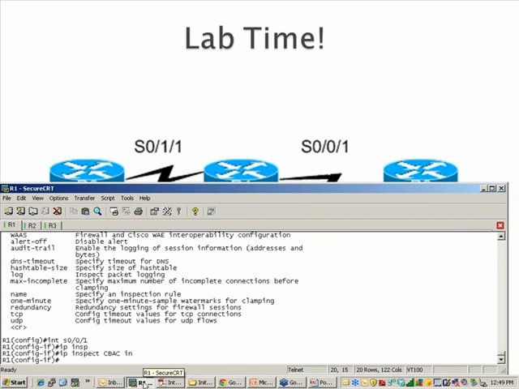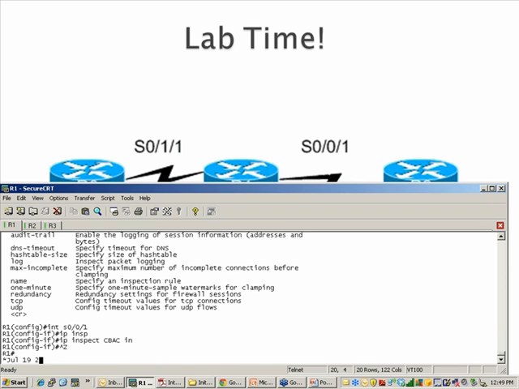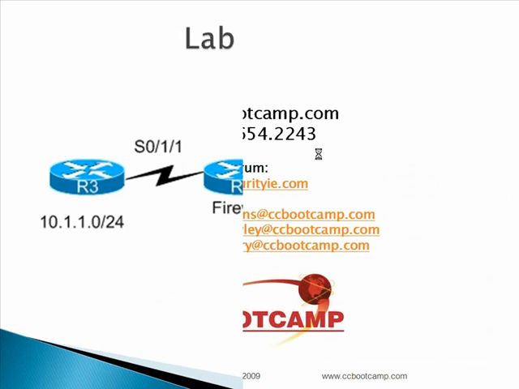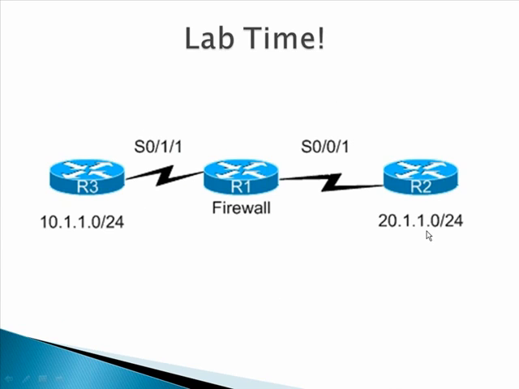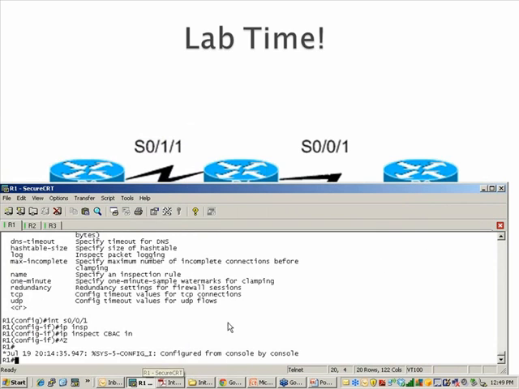Okay, so now we have our stateful inspection turned on. Let me make sure I didn't miss anything here. We were going to do our ACLs, do our NAT, do our stateful inspection, and log connections. Okay, so sounds like we're good here. Now let's demo this, and I'll show you how to see if it's working or not.